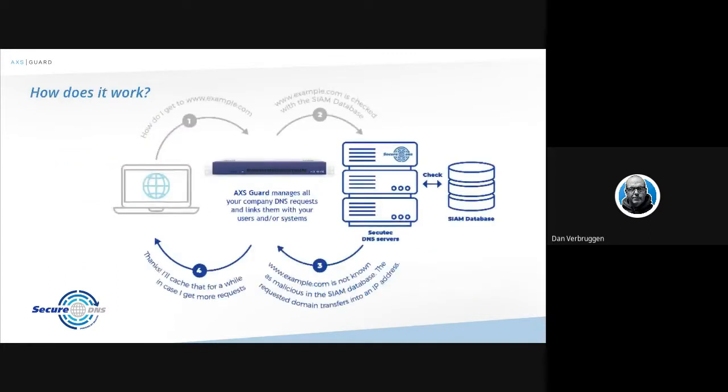But how does it work? Basically, it's simple. Any DNS request will be forwarded to the AXS Guard. The AXS Guard will connect to the Secutech SecureDNS server, and their server will check the domain reputation of the requested URL or IP address. If a user visits, for example, a domain that has been blocked because it's known as malicious, well, the user will be presented a default URL not found page. If an undetected malware tries to connect to its command and control center, the traffic will be blocked on the DNS level.